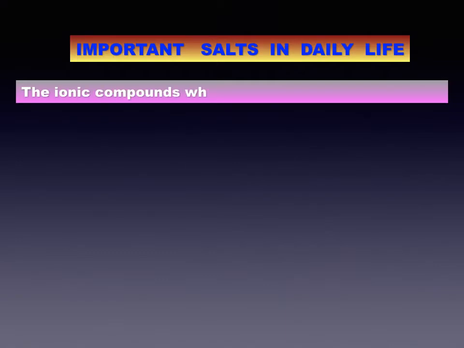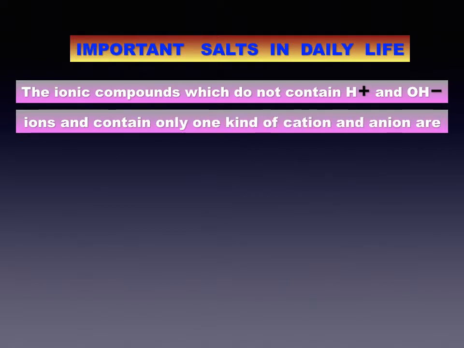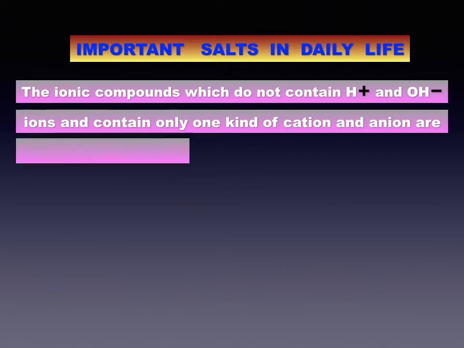What are salts? The ionic compounds which do not contain H ions and OH ions and contain only one kind of cation and anion are called simple salts. For example, disodium sulfate, potassium phosphate, calcium chloride.